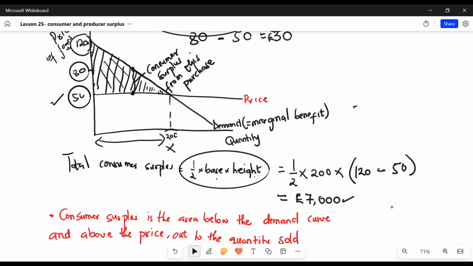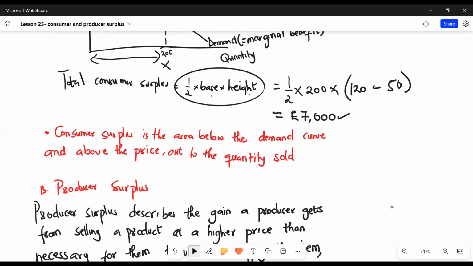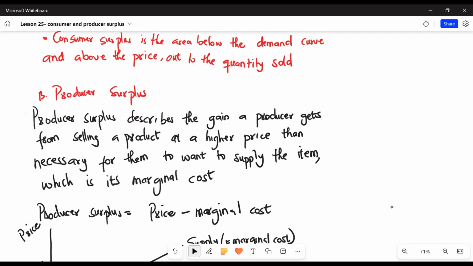One thing to note about consumer surplus is that when the demand curve is a straight line, consumer surplus is a right-angled triangle, which can be calculated by figuring out the area of that triangle, as we have done here. Now let's move on to producer surplus.